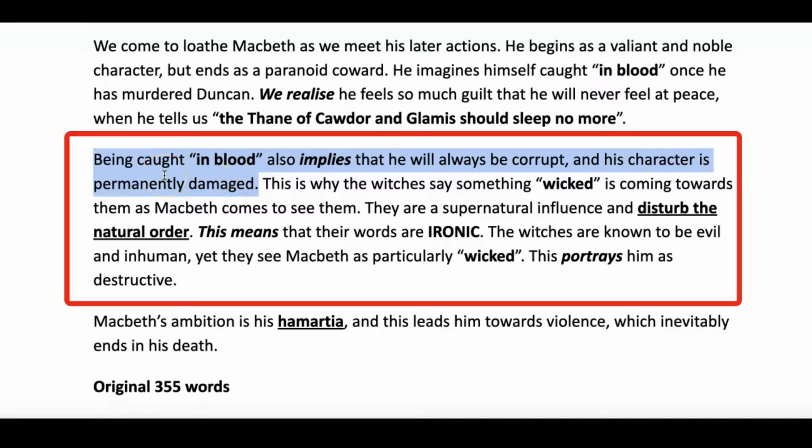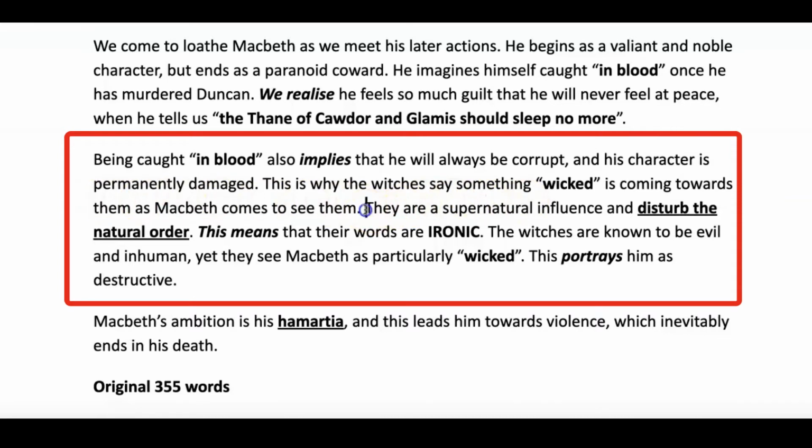Now this doesn't mean that the student is more intelligent and therefore deserves a higher mark because they're finding more than one thing to say about 'in blood.' Instead, the examiner is just really looking for the number of explanations you bring to convince them with your argument. So you might have a new quote and a new explanation, or another explanation about the same quote. It doesn't matter which. "Being caught in blood also implies that he will always be corrupt and his character is permanently damaged. This is why the witches say something wicked is coming towards them as Macbeth comes to see them."